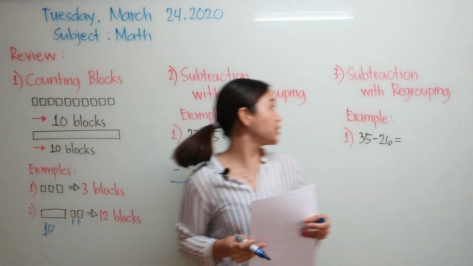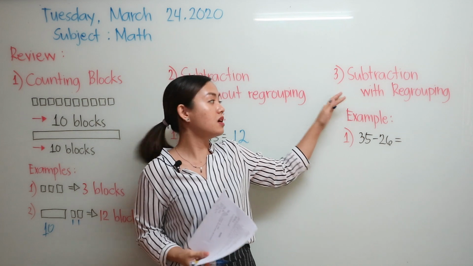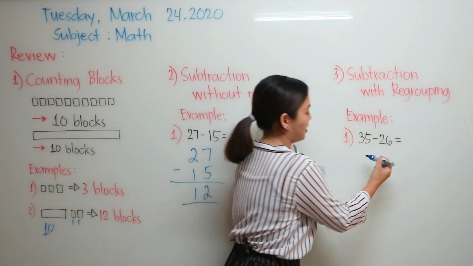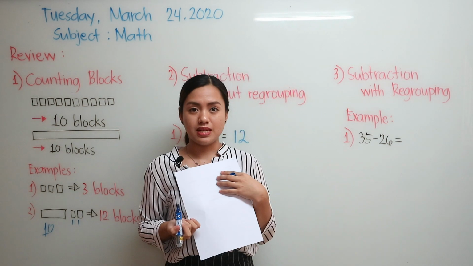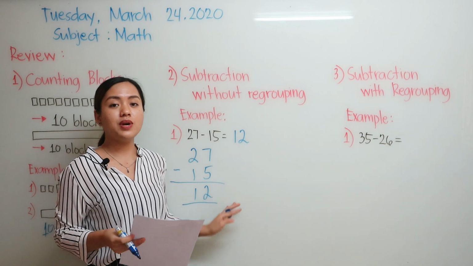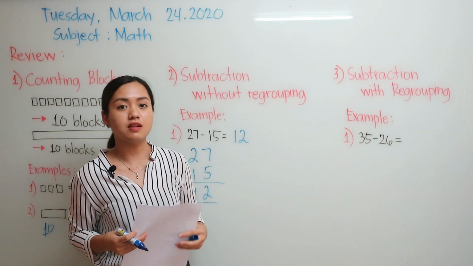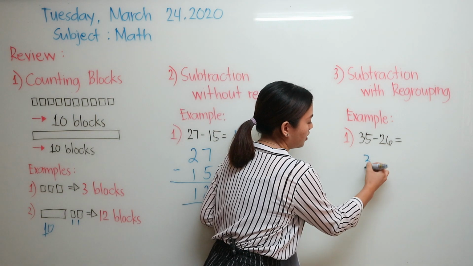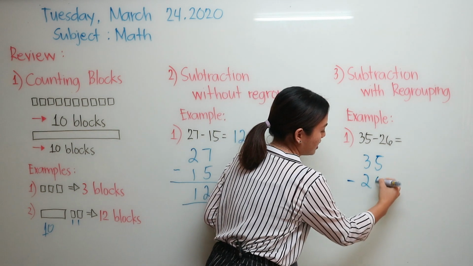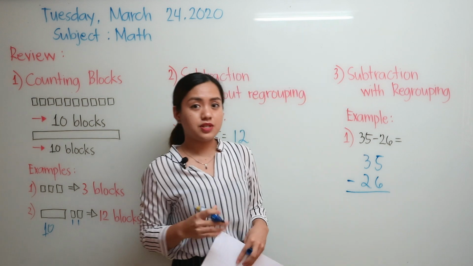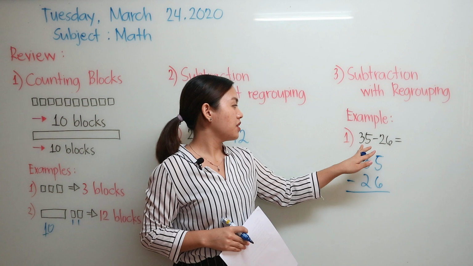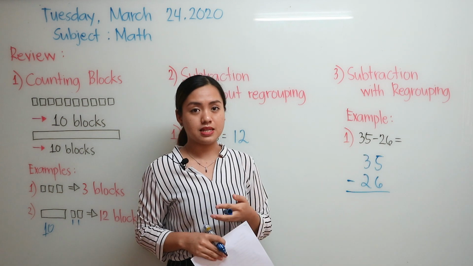Next one, we also have subtraction with regrouping. So we have here an example. We have 35 minus 26. The same thing like what we did in here, we are going to align ones and tens together. So we have 35 minus 26. So you see, 5 and 6 are aligned. 3 and 2 are aligned.